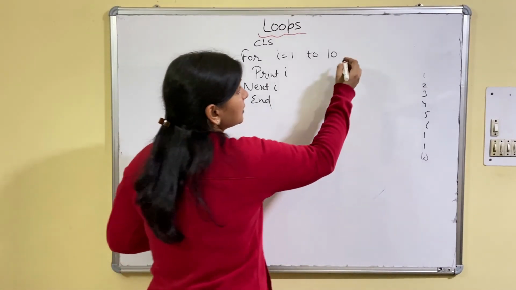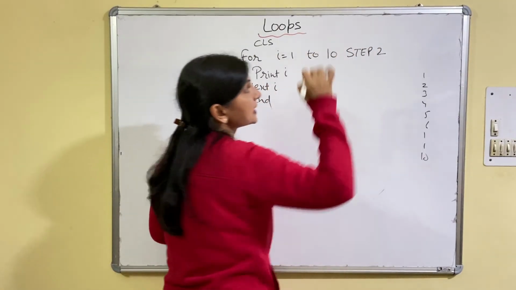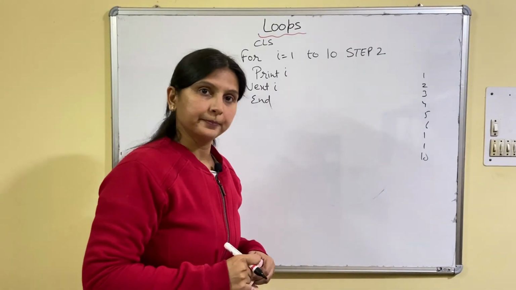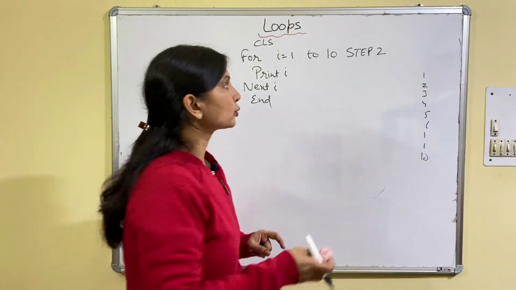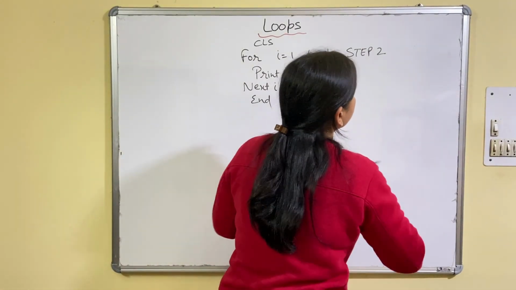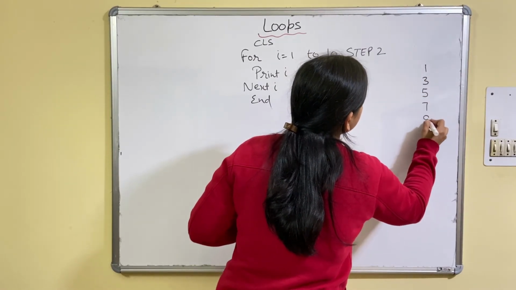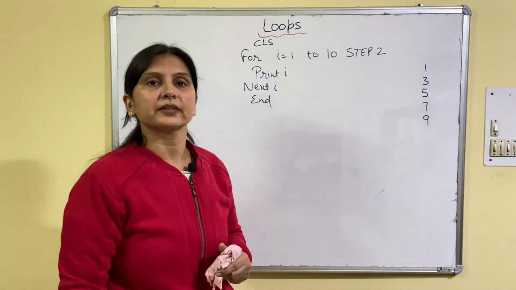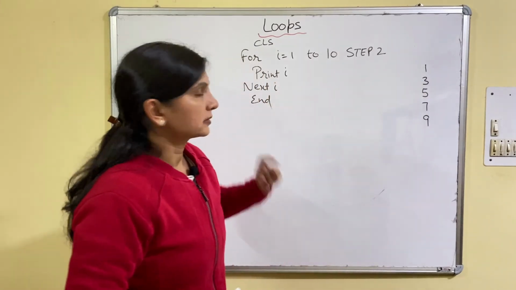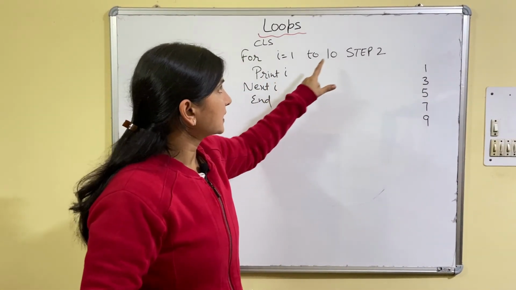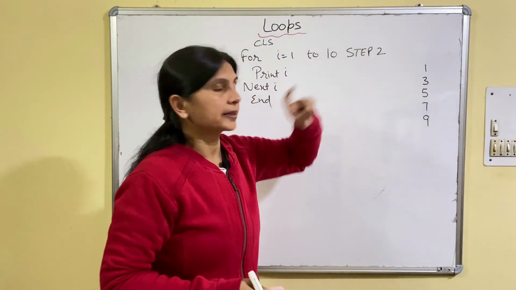In that case, it is mandatory to write step 2 now. So if I give step 2 here in the same program, what will be the output? Output will be 1, 3, 5, 7, 9. As the value will become 11, condition will be false, it will come out. So this will be the output if you change only step 2.